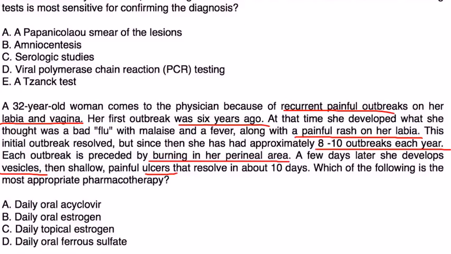Which of the following is the most appropriate pharmacotherapy? Well, it's rather unfortunate, and this clinical vignette illustrates the recurrent nature of herpes simplex. And unfortunately, there's no cure, but you can use an antiviral drug such as acyclovir or valacyclovir to shorten the duration of symptoms, and that would be choice A.